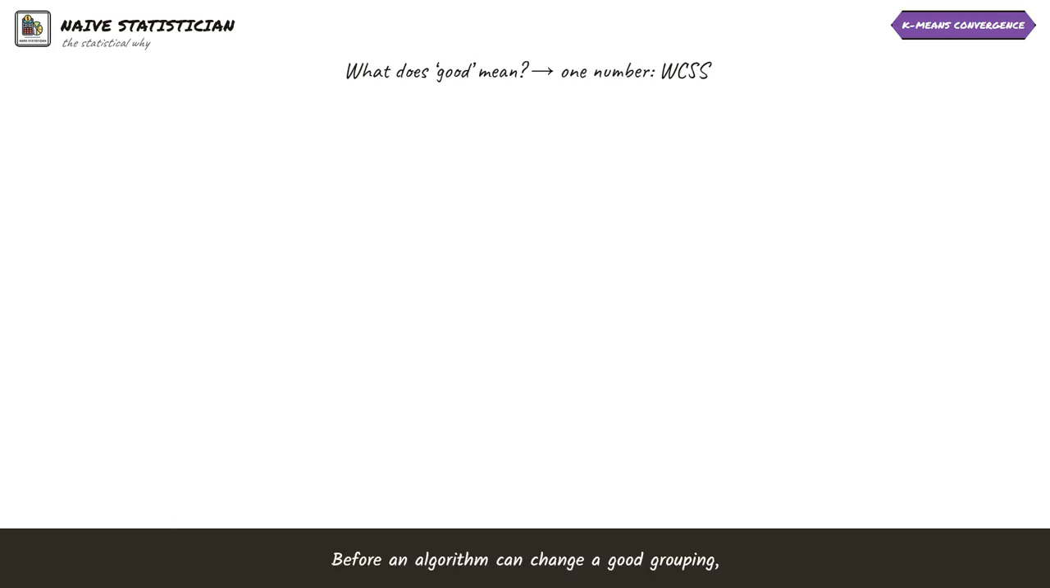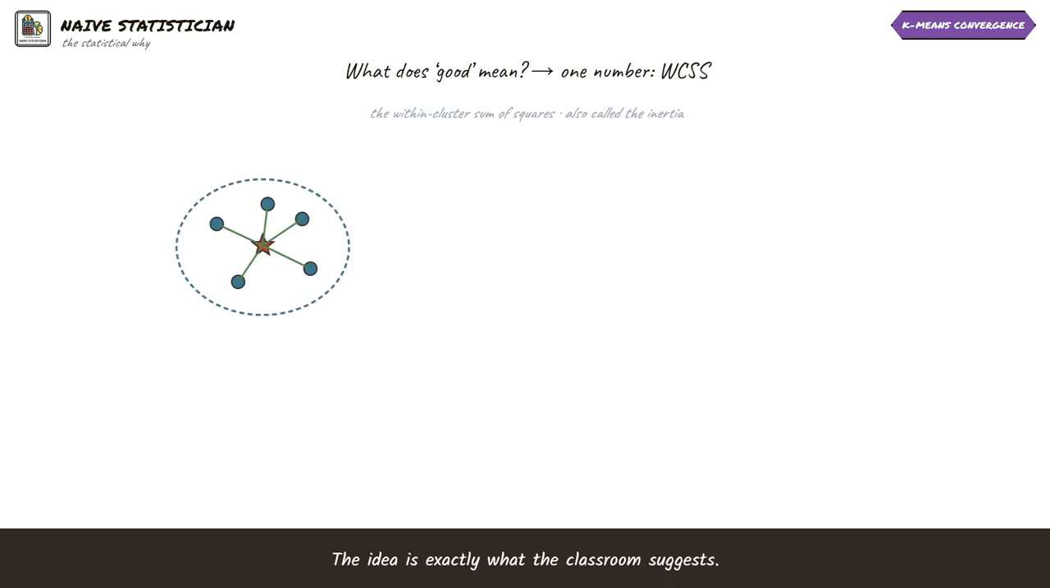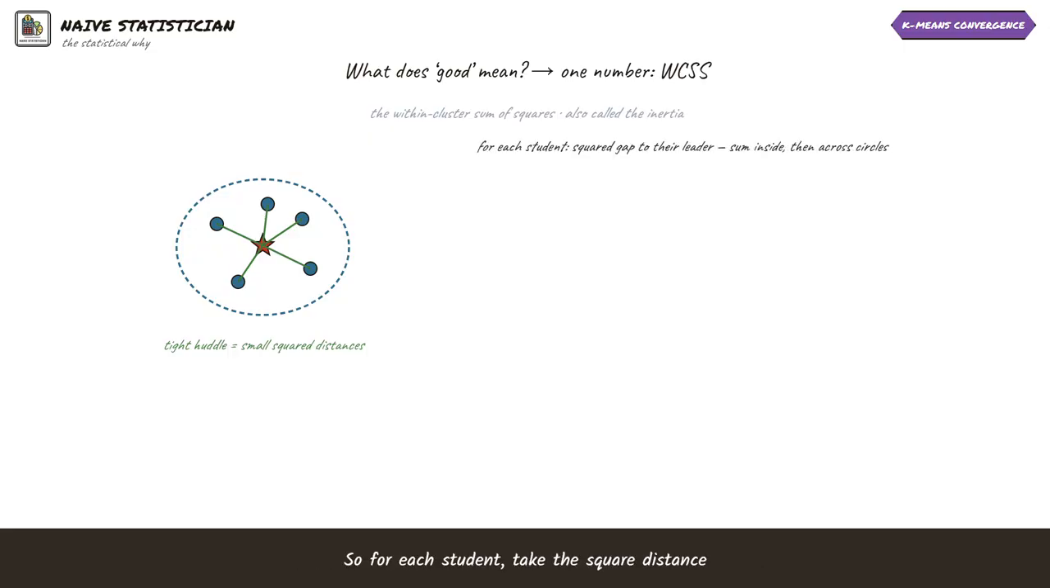Before an algorithm can chase a good grouping, we must say what good means with a single number. K-means uses the within cluster sum of squares, or WCSS, also called the inertia. The idea is exactly what the classroom suggests. A circle is good if its students huddle tightly together around their leader. So for each student, take the squared distance from their mark sheet to their circle's leader. Add that across everyone in the circle, then add across all the circles. That grand total is the WCSS.